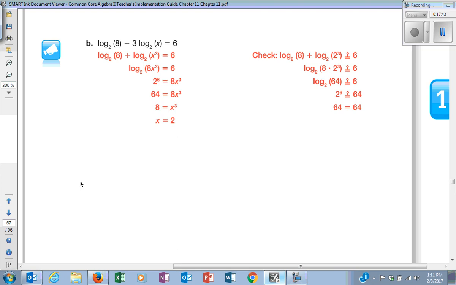When I have these two right here, this addition, they're the same base. Make sure you check that though. Please make sure that they are the same base. They're both base 2. When they're addition, I can just rewrite it as multiplication of 8x cubed with one log. I can then undo the log by changing it to exponential. So 2 to the 6 equals 8 times x to the third. 2 to the 6 is really 64. Divide by 8, I get 8. The cube root of x is going to equal 8, so they cube root this side, and that's where they get the 2 from.